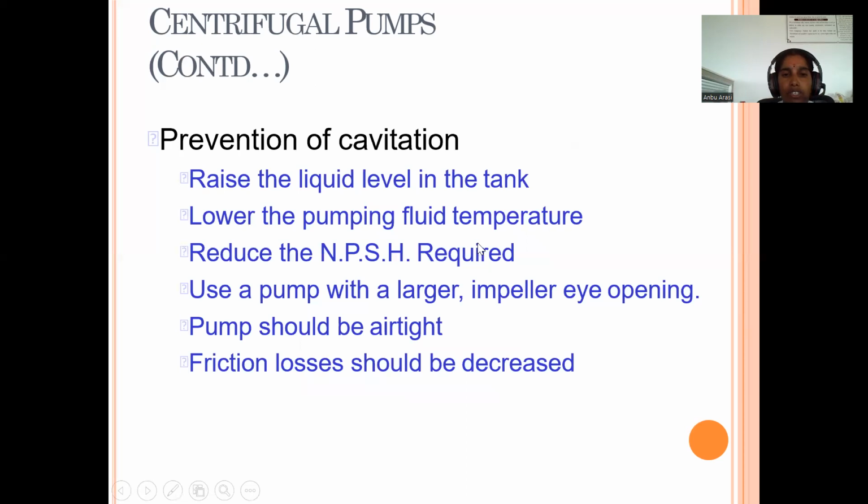How to prevent cavitation? Raise the liquid level in the tank. Lower the pumping fluid temperature. Reduce the NPSH required. Use a pump with a larger impeller eye opening. Pump should be airtight. Friction losses should be decreased.